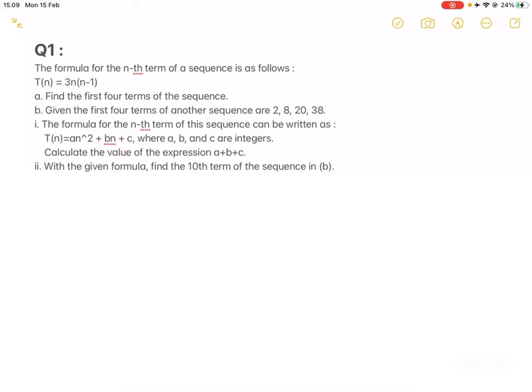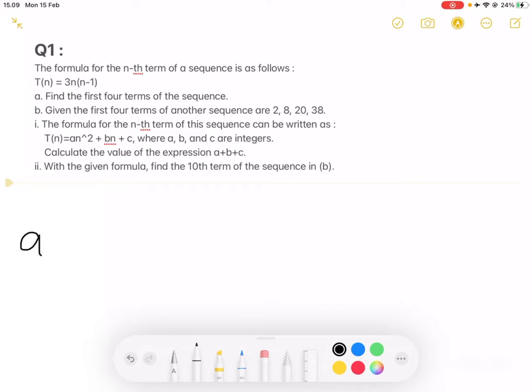Anyways, question 1. The formula for the nth term of a sequence is as follows. So we have Tn is equal to 3n times n minus 1. So part A is pretty simple. We need to find the first 4 terms of the sequence. So with this, we can just find T1, T2, T3, and T4.